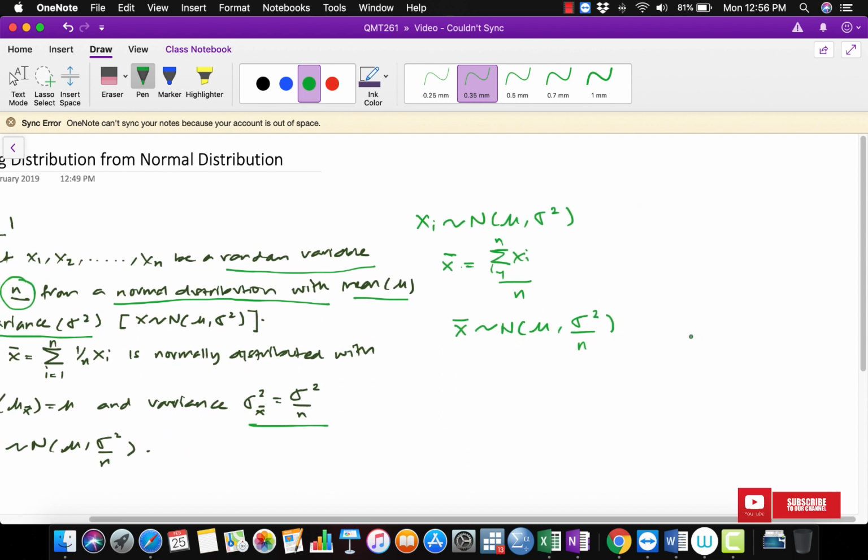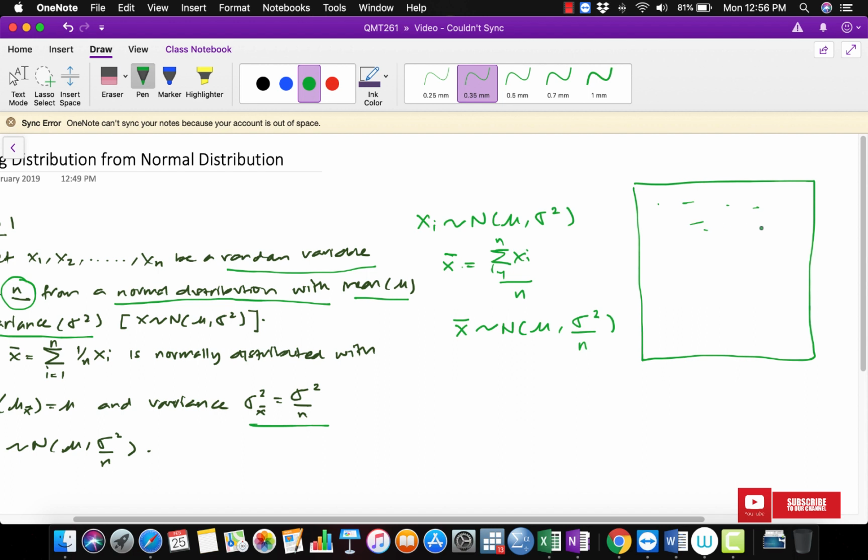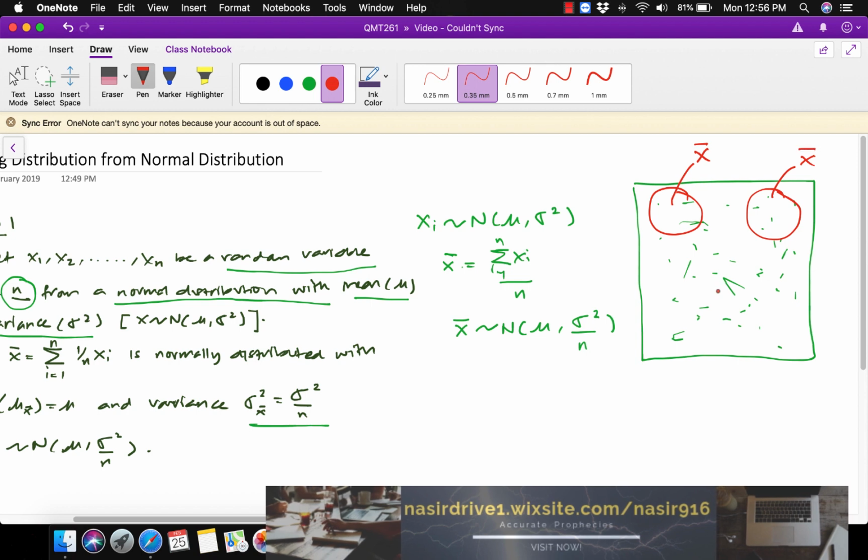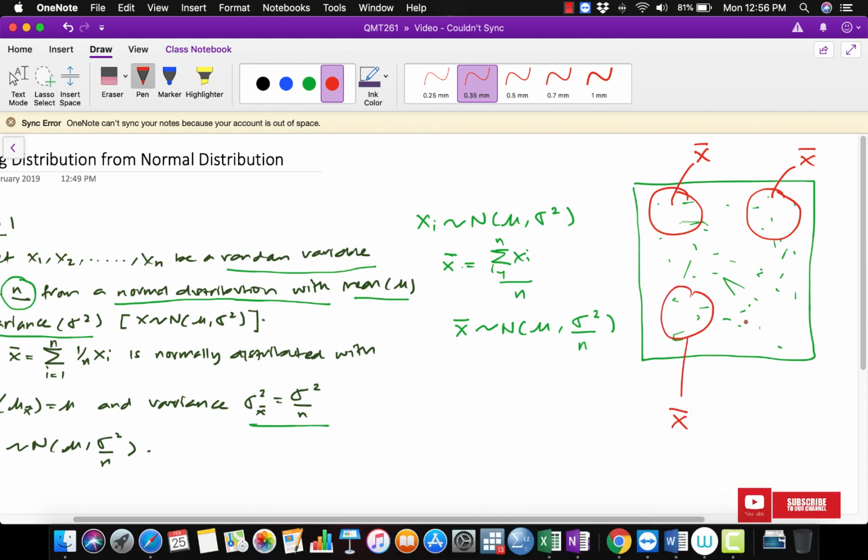What the theorem tells us is, when you have a population with many members, let's say you take one sample and you measure the mean for that sample. Then you take another sample, you measure the mean for that sample. You take another sample, you measure the mean.